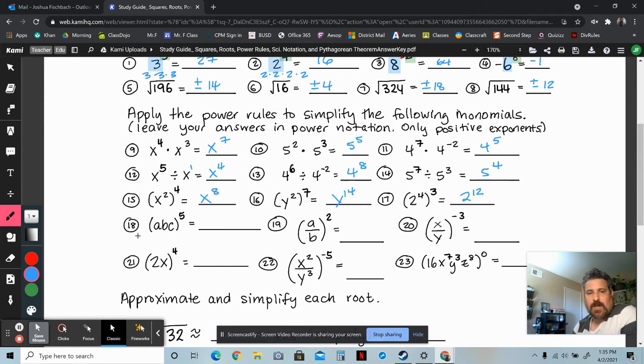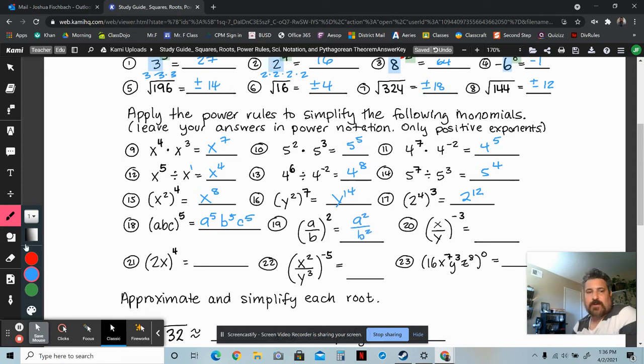Okay, for number 18, this is a product being raised to a power. The rule is that you raise each factor to that power. So when you're raising a product of ABC to the fifth power, that's the same as A to the fifth times B to the fifth times C to the fifth. Here you're raising a quotient to a power. It's the same as raising the numerator to that power and the denominator to that power. So this would be A to the second over B to the second.